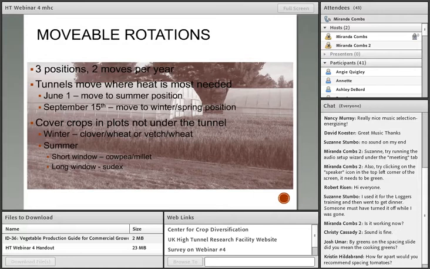If we have just a short window after those crops come out, we look at using cowpea and millet. We can get a decent amount of biomass between 30 and 45 days there. And if we have a plot that's going to be open all summer long, so one that has not had the tunnel on it and will not have it on there, we usually plant Sudex, a sorghum Sudan grass hybrid.